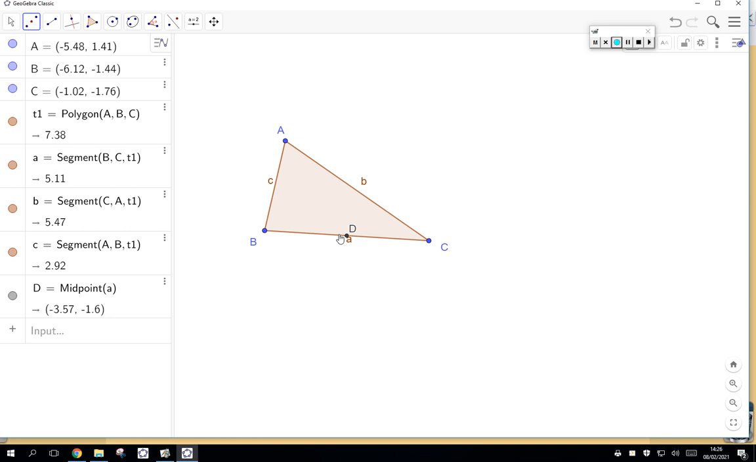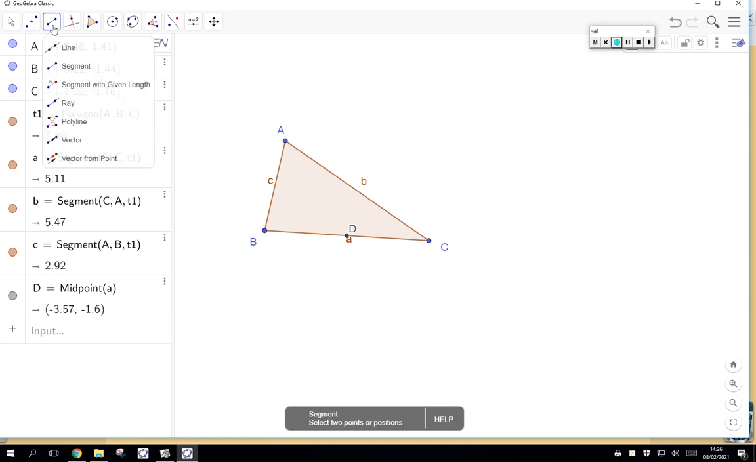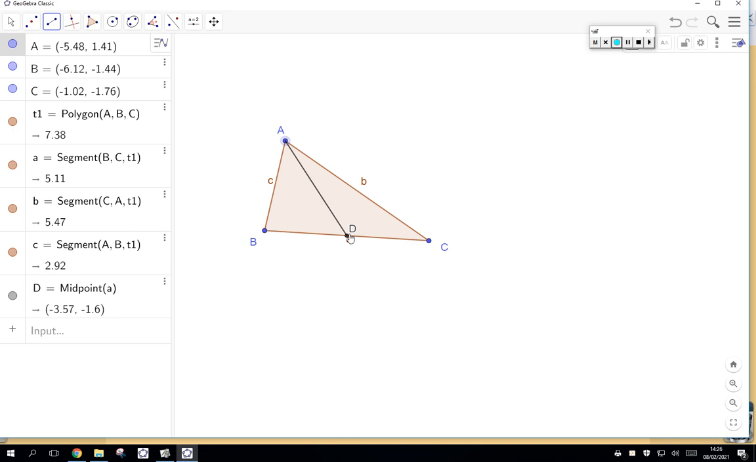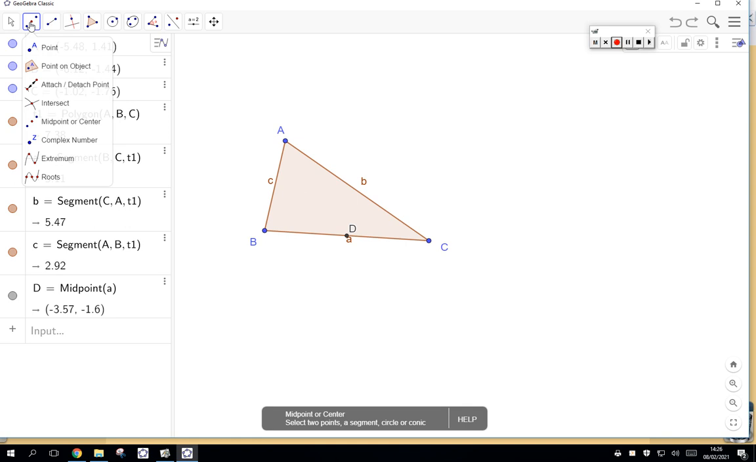To draw a median, I'm going to go up to my line segment menu and choose a line segment with 2 endpoints. I'm going to start here at A and finish at D. So that's a median of that triangle, and you can see that triangle could be folded across that line. Okay, it's not symmetrical across that line, but you could fold along that line if you wanted. An important thing to know, of course, is that every triangle has 3 medians.